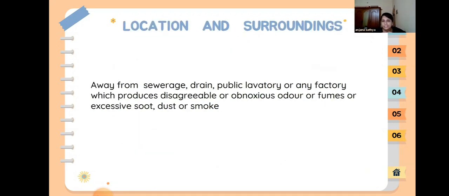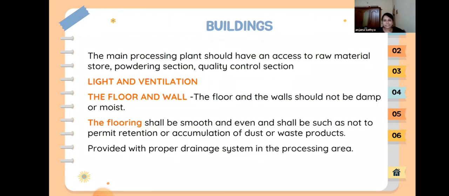The location and surrounding. The first general requirement is regarding the location and surrounding. The location of the pharmacy must be away from sewage, drain or public lavatory, public bathrooms, and any factory which produces disagreeable or obnoxious odor or fumes. So the location has to be clean and it must be away from sewage and the like. So that is the general guideline regarding the location. And for the building, the main processing plant should have access to the raw material store, powdering section, and quality control section.